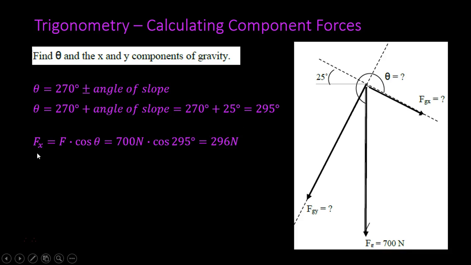Armed with that information, we can use our equation to find the strength of the x component, and it's going to be 296 newtons in the positive direction. The y component is going to be 634 newtons in the negative direction.